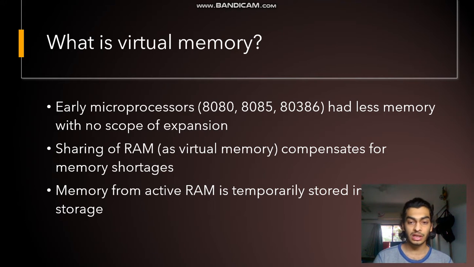Now, virtual memory is very simple. It is sharing of the memory blocks between RAM and the hard disk storage, that is the HDD. So when the sharing occurs, there are empty slots available in the RAM, and those empty slots can be used for parallel computing of the computer processes.